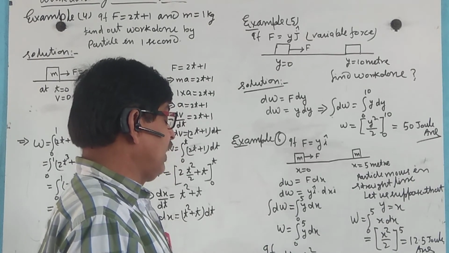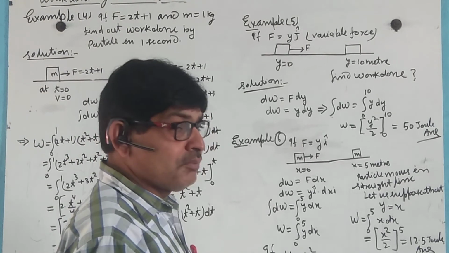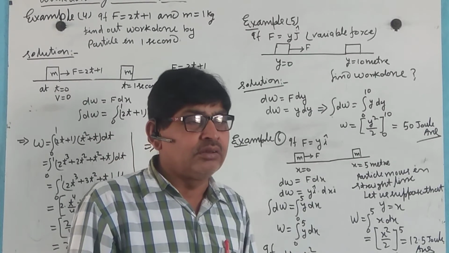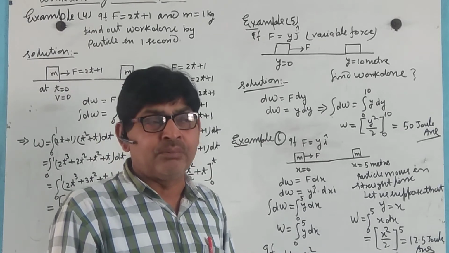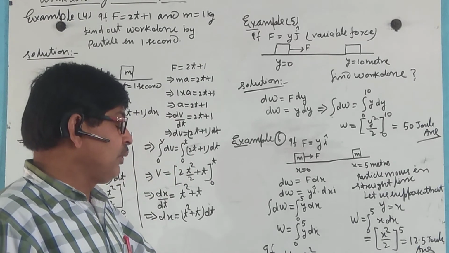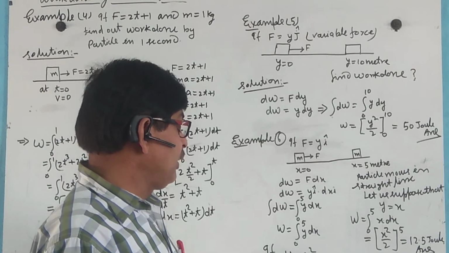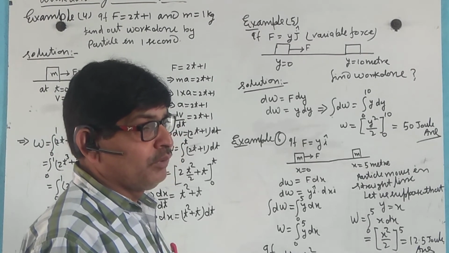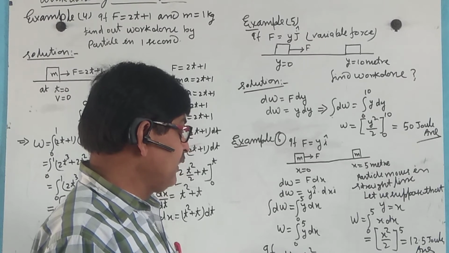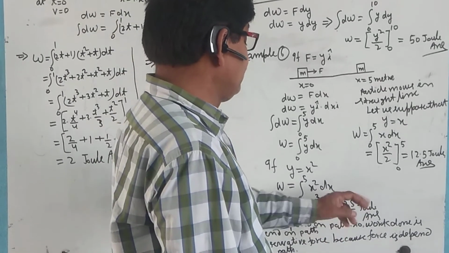If y equal to x square, in this case work done is the integral from 0 to 5 of x square dx, and the integration of x to the power n is x to the power n plus 1 divided by n plus 1. So in this case x to the power 3 by 3, and putting the lower limit and upper limit, the upper limit 5 gives 125 divided by 3, and at x equal to 0 the rest of the terms vanish. Here it is 125 by 3 joules.